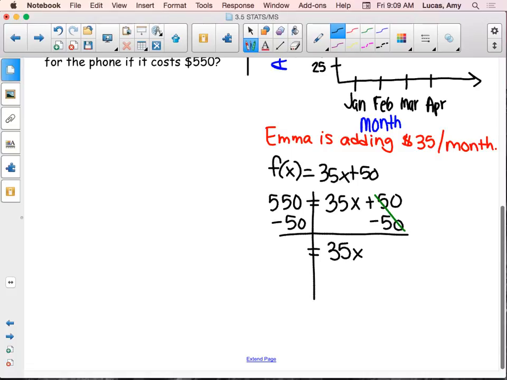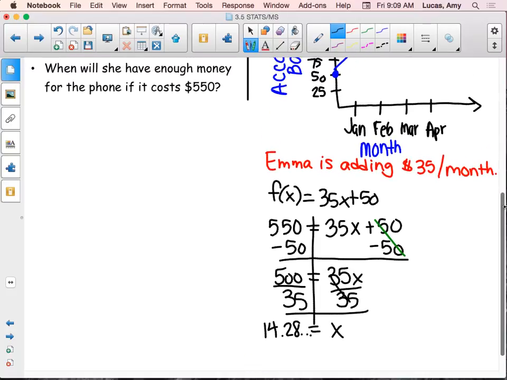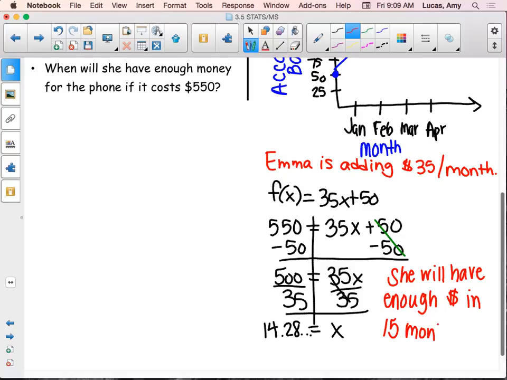So I'm subtracting the 50 that she started with. So basically she needed $500. So if I divide 500 by 35, I get 14.28, and then it keeps on going. So after 14 months, she wouldn't quite have enough. She needs that 15th month. So she will have enough money after 15 months. So 1 year and 3 months.